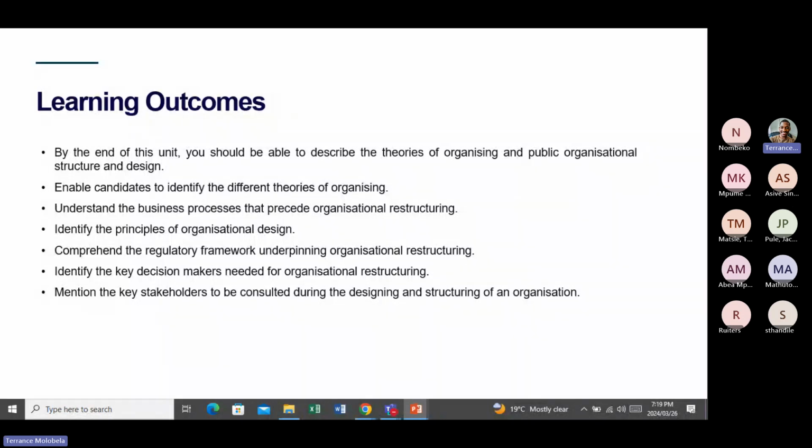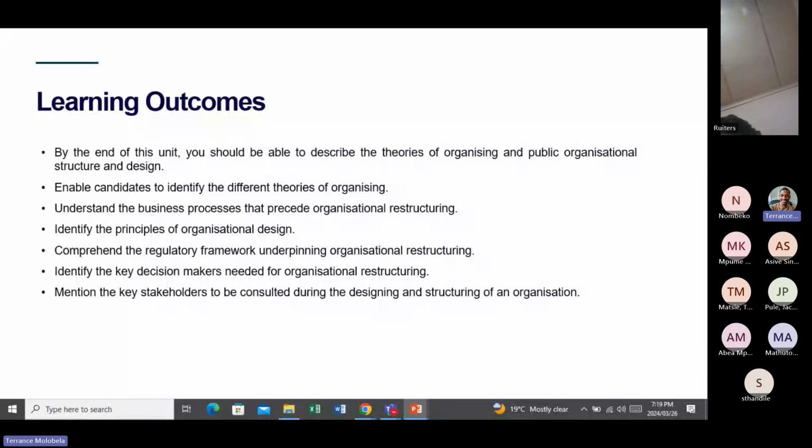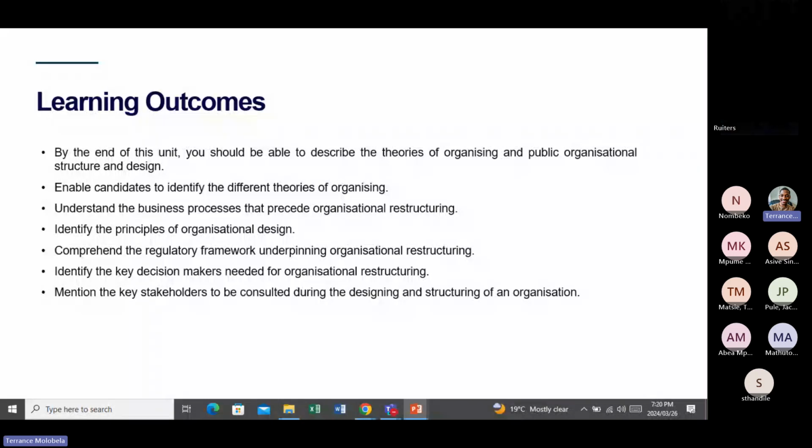Again, students should be able to identify different theories of organizing. Why is that? Because there are so many theories out there. The first thing, you should be able to know which one is relevant for the department you'll be responsible for. Number 3, make sure that you understand the business process. In this case, we have about 9 principles that I'll be sharing with you, but more information will be given in the study guide. For us, it's just to understand the purpose of those principles.